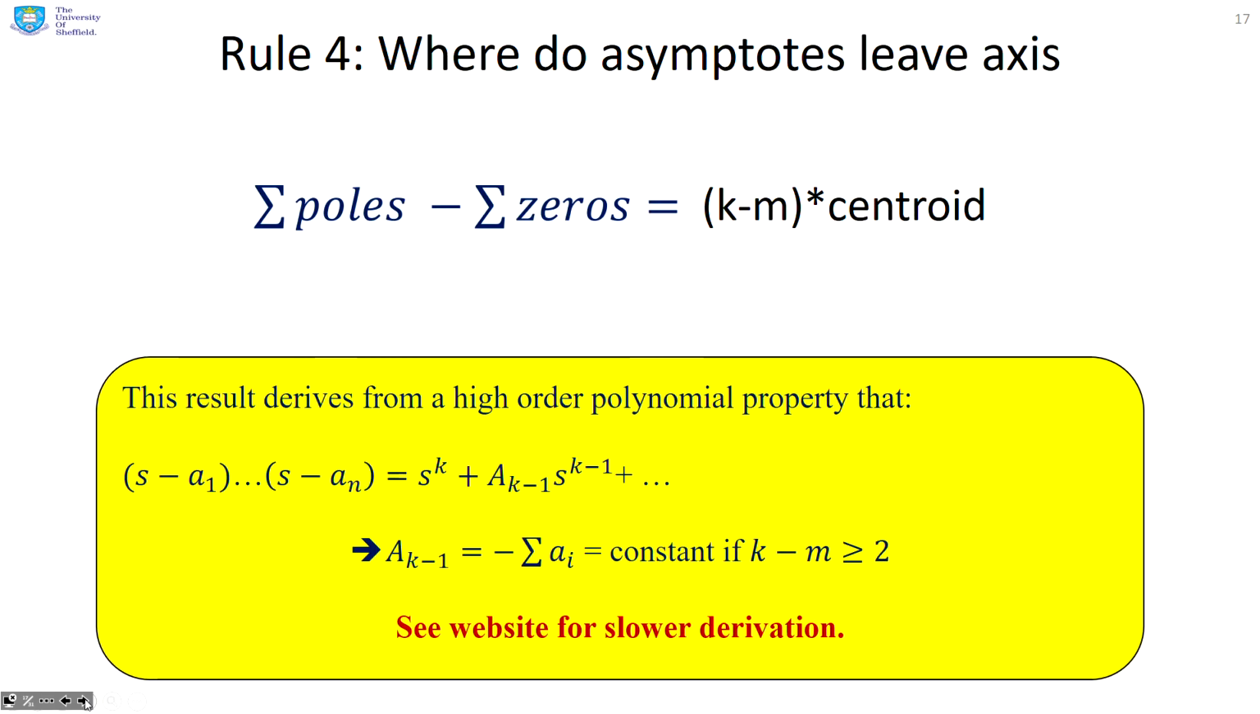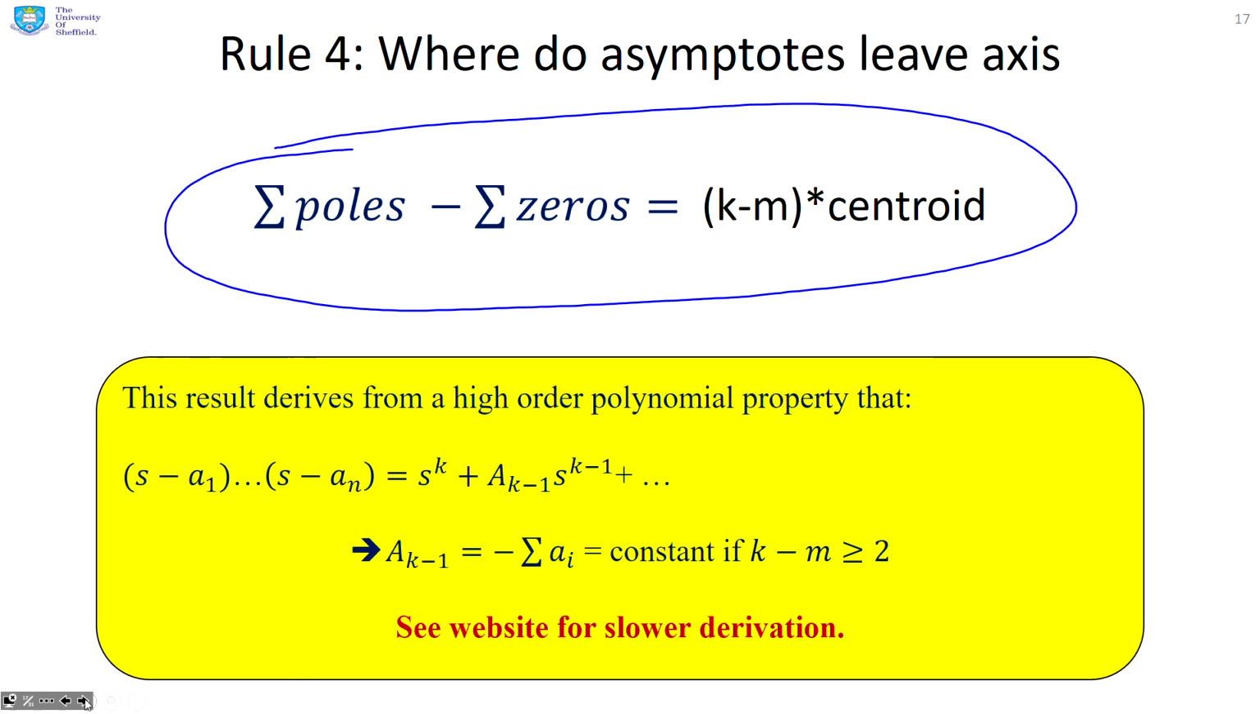So where do the asymptotes leave the real axis? We have this formula here. Very simple formula. The sum of poles minus the sum of zeros equals k minus m times the centroid. Now there's an indication here of where that rule comes from, but if you want to see the derivation slowly, please look at the website for the slower resources.